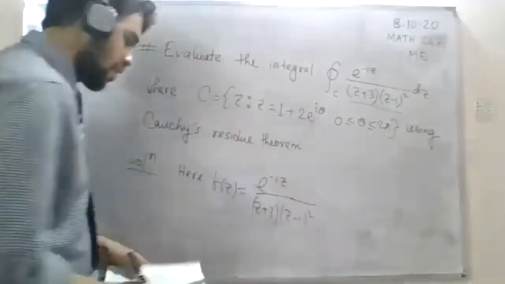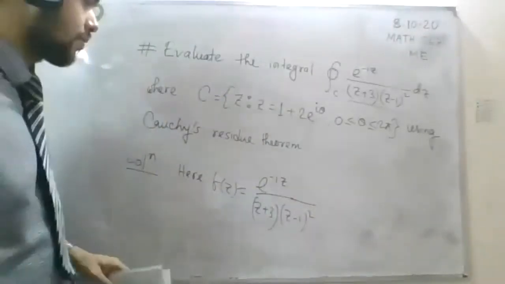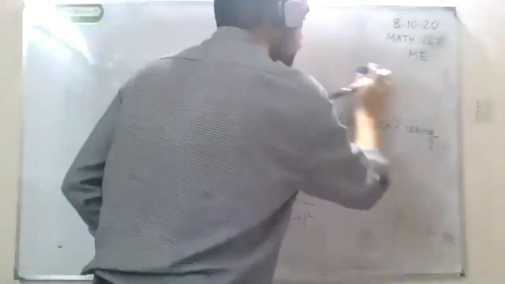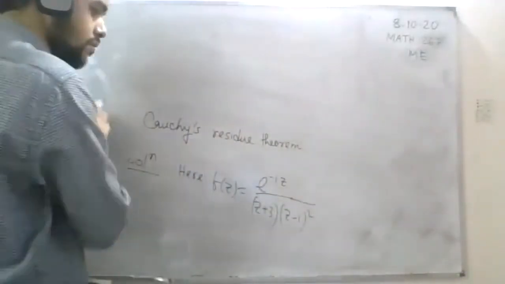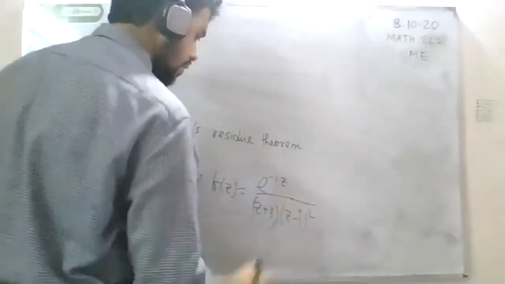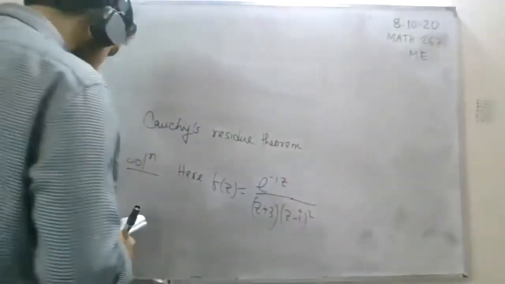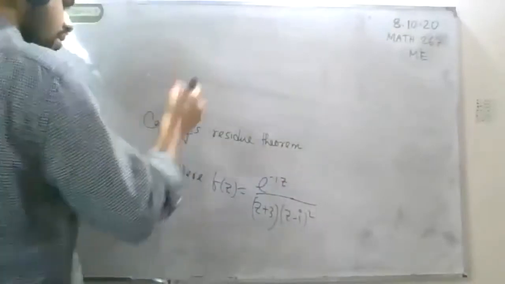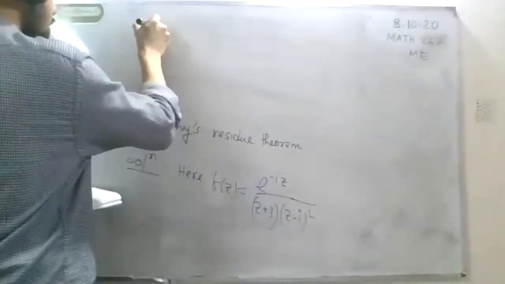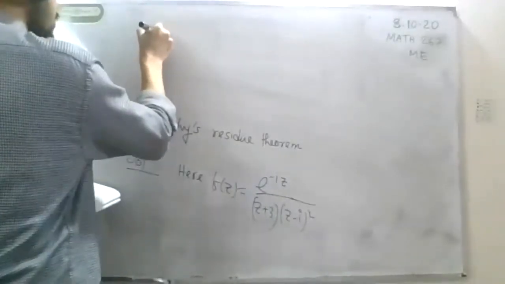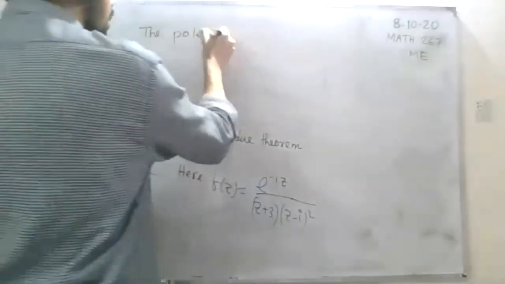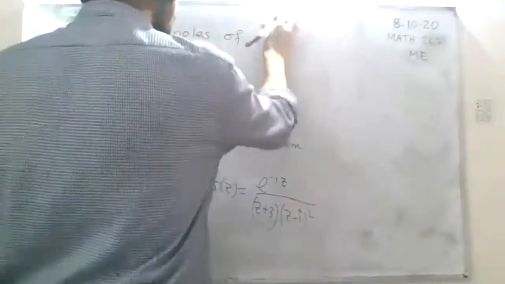Okay. Now, z minus i, next z minus i. So you have to take the poles of f of z.